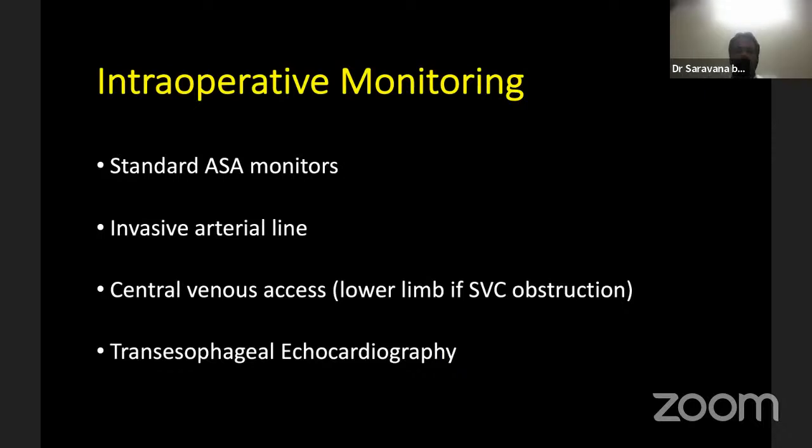So coming to the standard monitoring in these patients, apart from the standard ASA monitors, we always use an invasive arterial line, central venous access, and a transesophageal echocardiography if we come to know through the pre-op imaging that there is an involvement of vascular structures. We always put a TEE probe in this subset of patients. If the patient has an upper limb or SVC obstruction or mass effect near the SVC, we will go for lower limb venous access, because whatever you give may not reach the patient if the line is in the upper limb or the IJV.